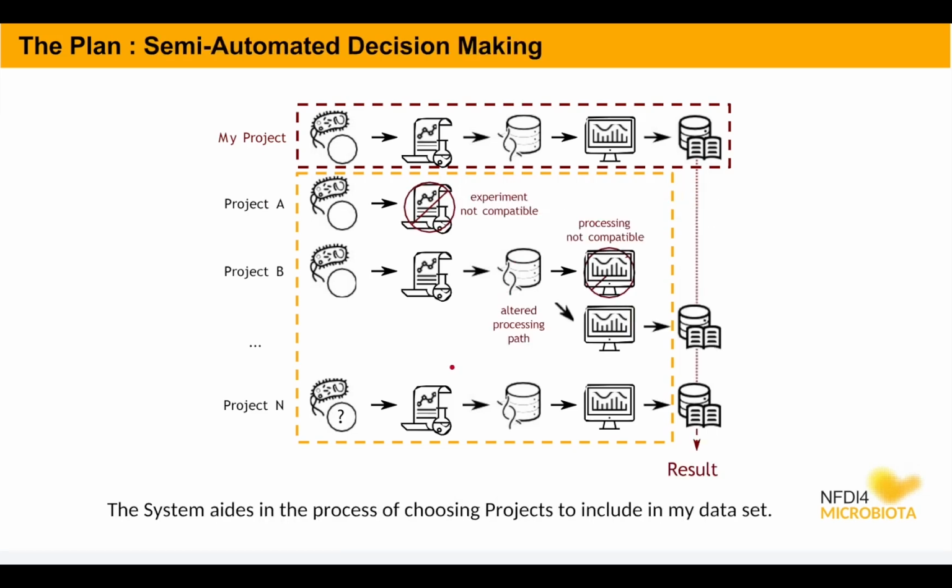And then the idea is that the system helps you in choosing which ones you can use and which ones you rather not use. For example, here it says project A, no, this experiment was done completely different. You can't do this again.